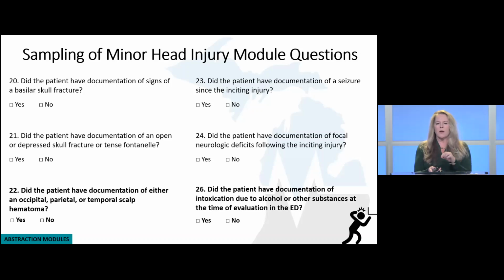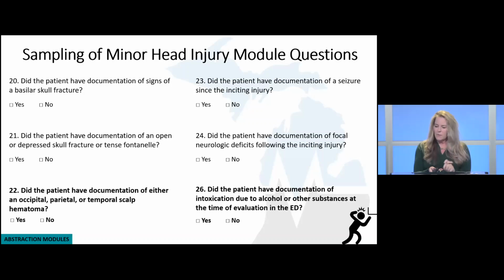These next few are actually very important from the PE, from the physical exam standpoint. So that's where we get some of these answers. We're looking for signs of a basilar skull fracture. Do they have documentation of an open or depressed skull fracture or tense fontanelle? Does the patient have documentation of either an occipital, parietal, or temporal scalp hematoma?